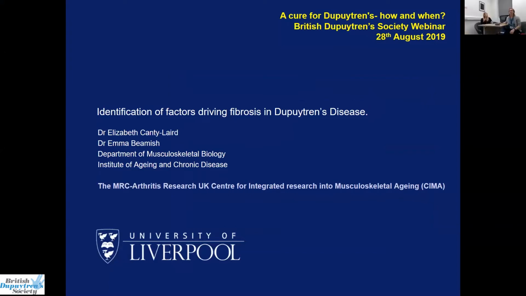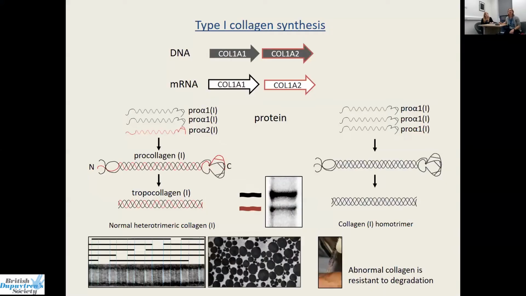Okay, so I'm Elizabeth and this is Emma. So I'm just going to give a quick introduction to collagen, which is the focus of our research group. And then Emma's going to talk about the project that she's working on at the moment. So we're really interested in our research group in the synthesis of type 1 collagen. So this is important in relation to Dupuytren's disease because the type 1 collagen primarily makes up the cord, which is one of the problematic factors in Dupuytren's disease.